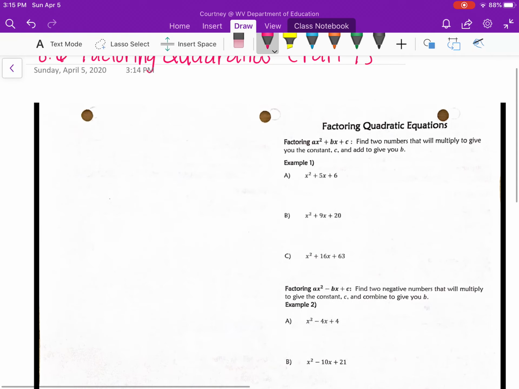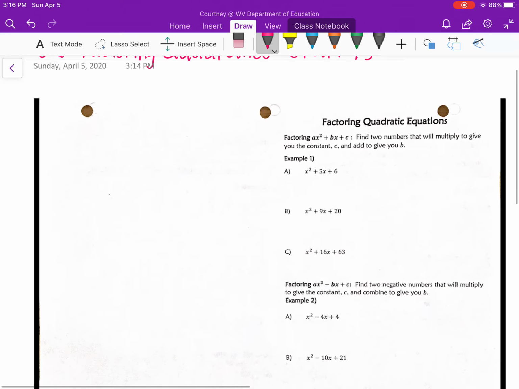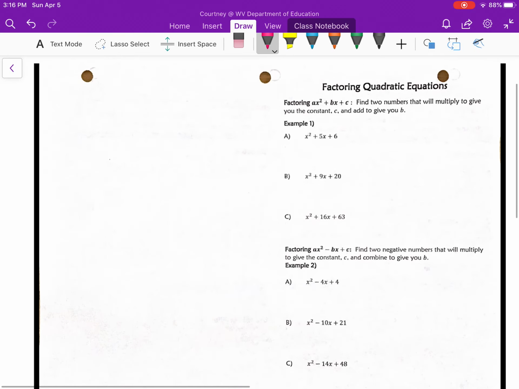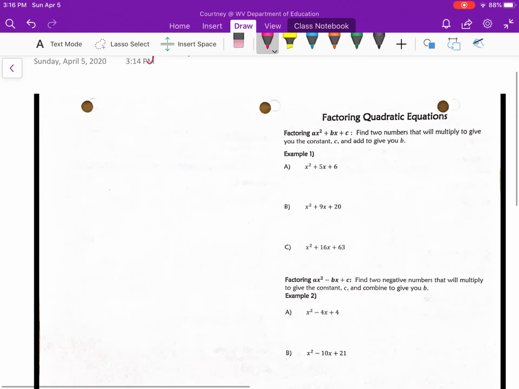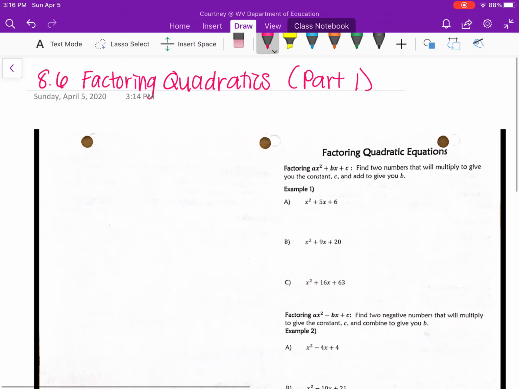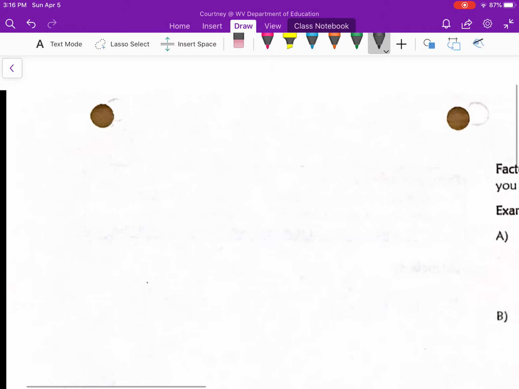This is a copy of the foldable I would give you guys if we were in class. If you would like to print it out and put it in your notebook, you definitely can and take notes with me. If you just want to take notes in your notebook, that's fine too. Totally up to you. But I'm going to write on this side first just some basic steps to factoring, and then we'll do the examples on the right. So let's start out with the standard form.